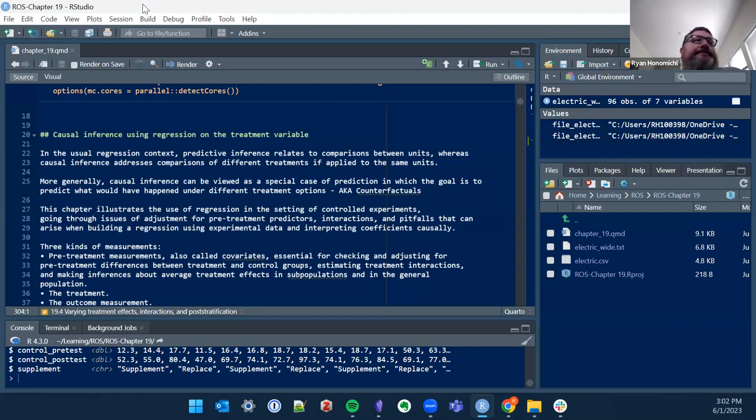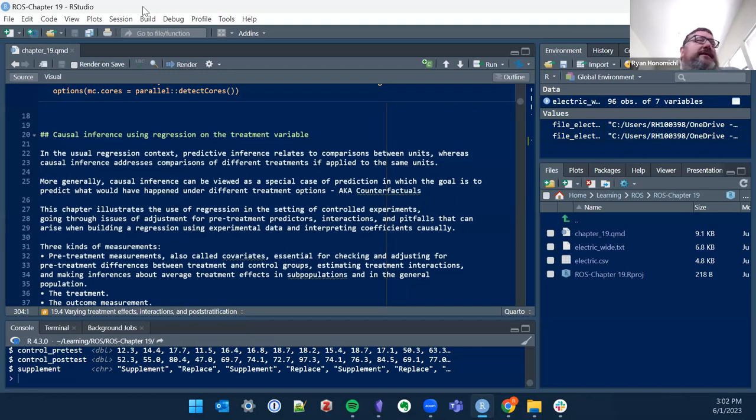So now, by using regression, as we'll get to later, we can get stuff like having covariates to control for, to adjust for. Also, we can do things like interactions a lot easier.